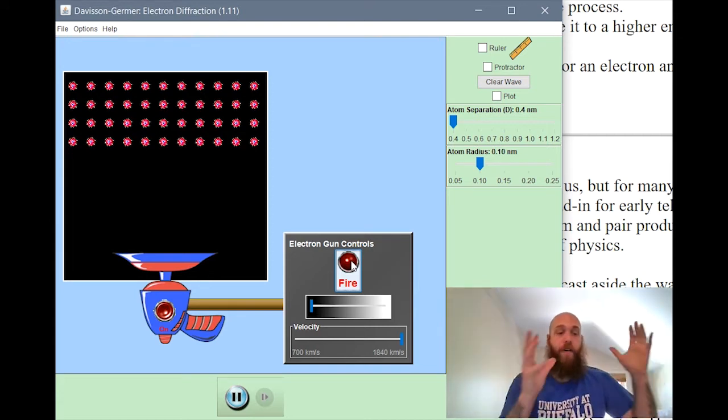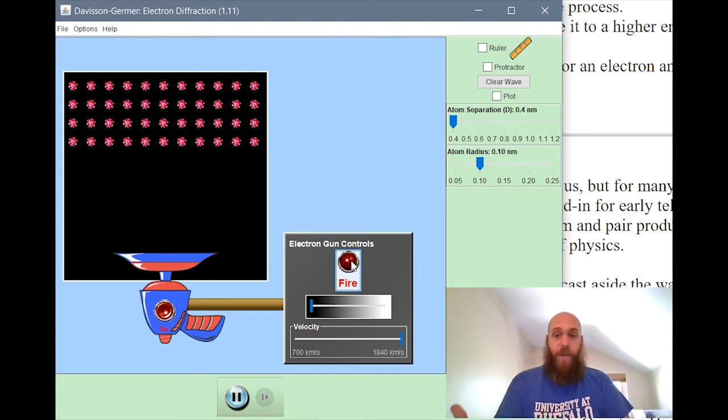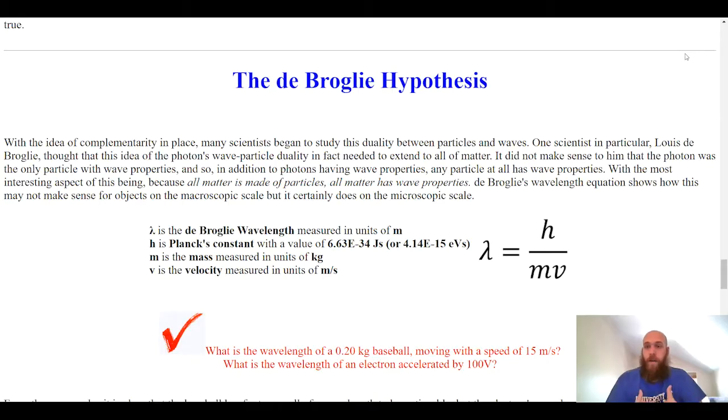So you have light, which is obviously a wave, but is also obviously a particle based on things like the photoelectric effect and the Compton effect. And then you've got electrons, which are very obviously a particle, but also very obviously a wave because of this setup right here, the Davisson-Germer experiment. And this is the part of the story where de Broglie comes in.